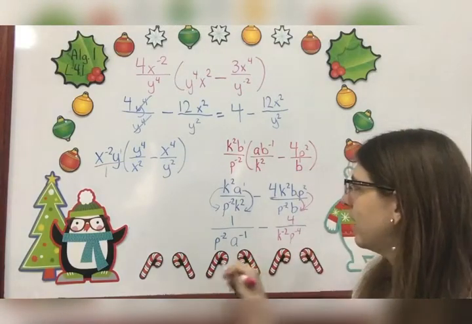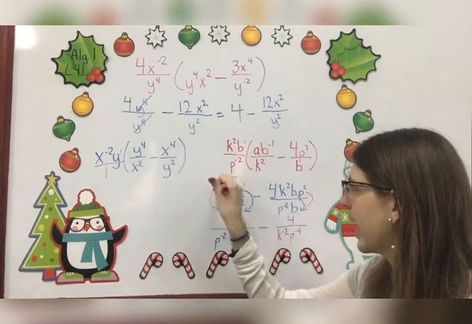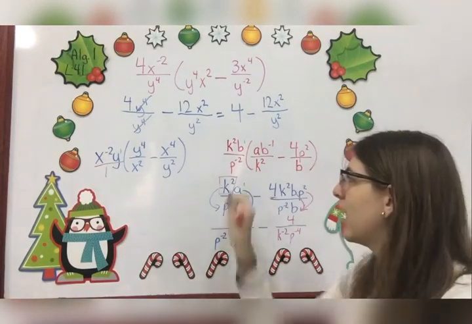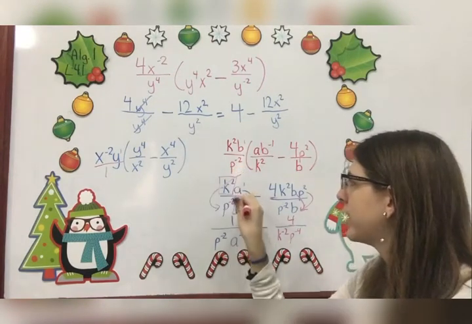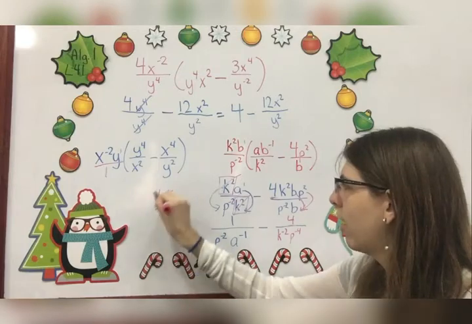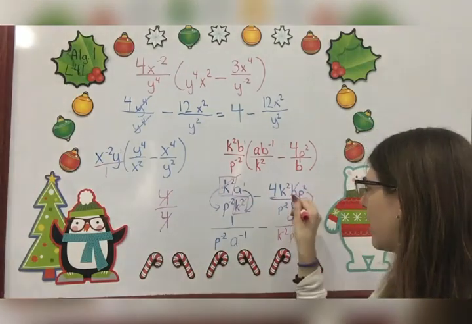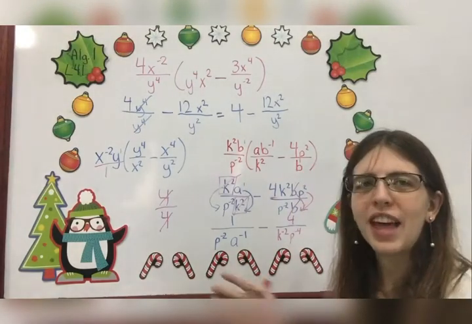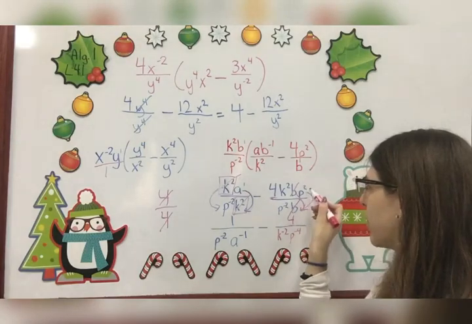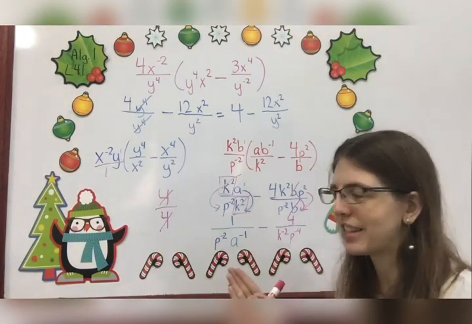Just a little fun fact that will make this a little bit faster for you. When you see two numbers or two variables that are exactly the same, for example, k squared and k squared, they're exactly the same, you automatically know they're going to cancel. Just like if I were to have 4 over 4, those cancel. K squared over k squared cancels. B over b cancels. So that helps make it a little bit faster for you. But when you have a positive and a negative exponent, those don't cancel because they're not exactly the same.